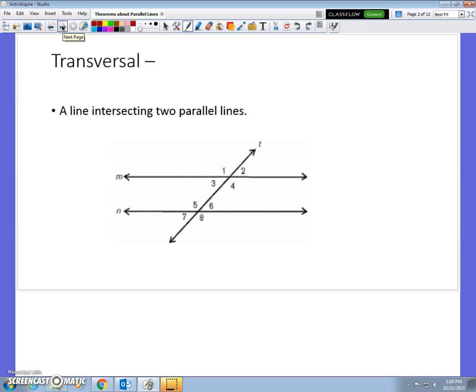Transversal. Now, a line intersecting two parallel lines, yes, that would be considered a transversal. Okay, so they even labeled this one T for us, but a transversal basically is the line that goes through the two lines you were talking about. It transverses two lines. Okay, we call that a transversal. It doesn't have to be parallel, but we'll just say lines instead. Okay, that's called a transversal.